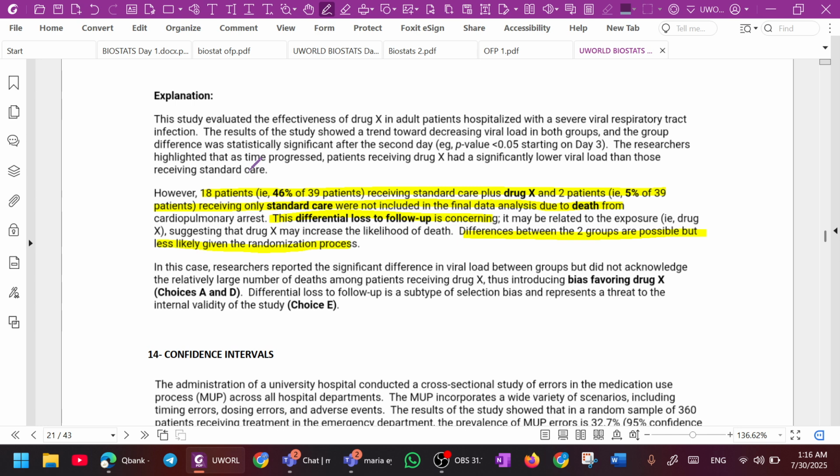In this case, researchers reported the significant difference in viral load between groups but did not acknowledge the relatively large number of deaths among patients receiving drug X, thus introducing bias favoring drug X. Differential loss to follow-up is a subtype of selection bias and represents a threat to the internal validity of the study.